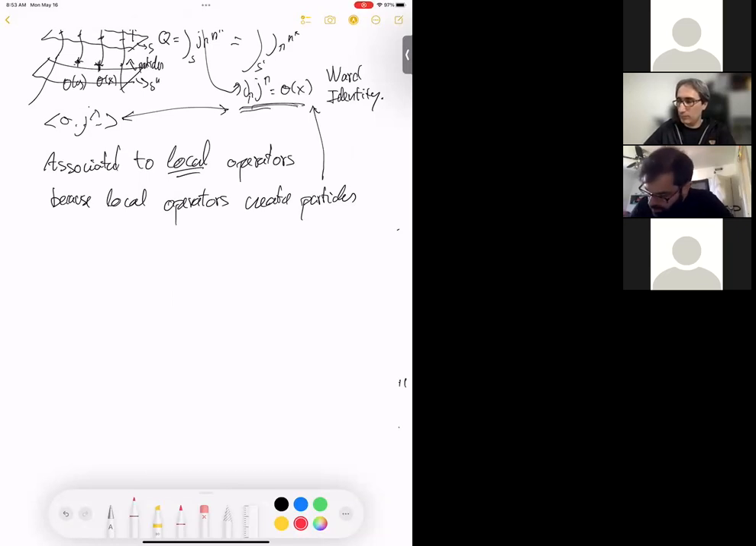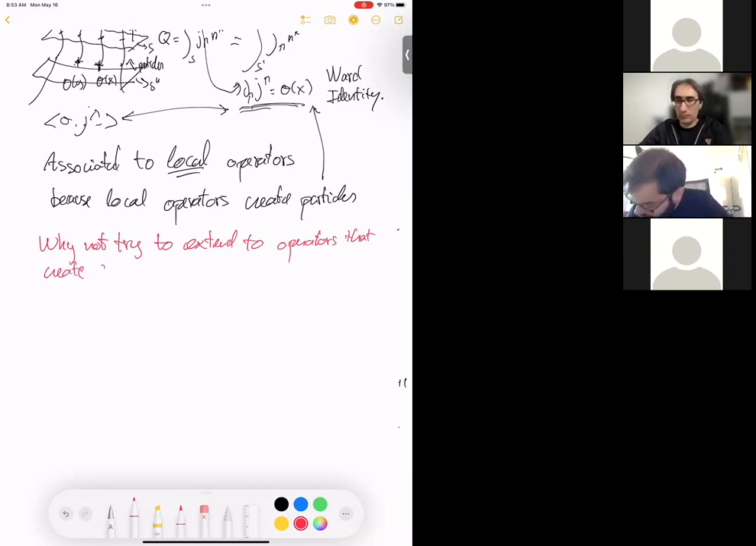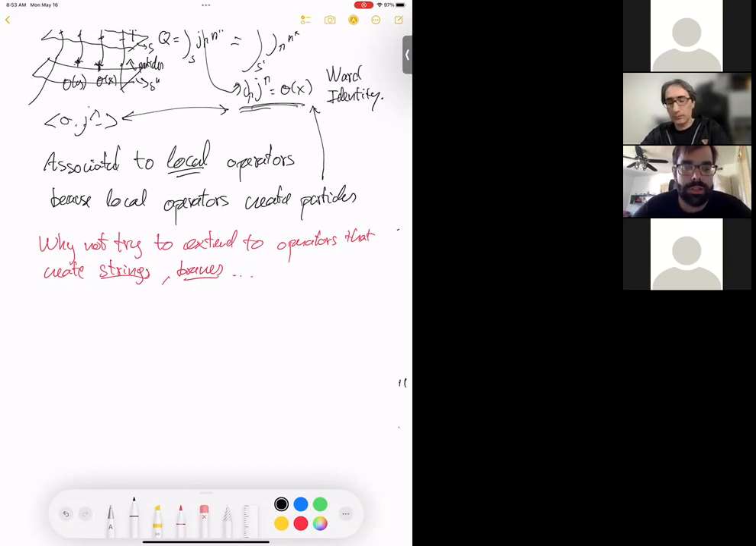From this point of view, one could ask, why not try to extend to operators that create strings, for instance, or branes? Some other extended objects that we know exist in string theory and actually in quantum theory. And so the idea that you extend this notion of symmetry to extended operators is what we call a generalized global symmetry.